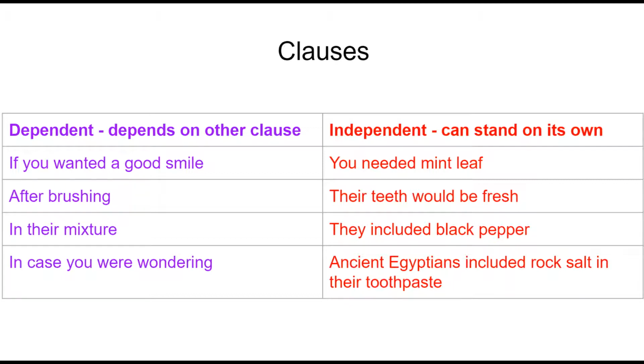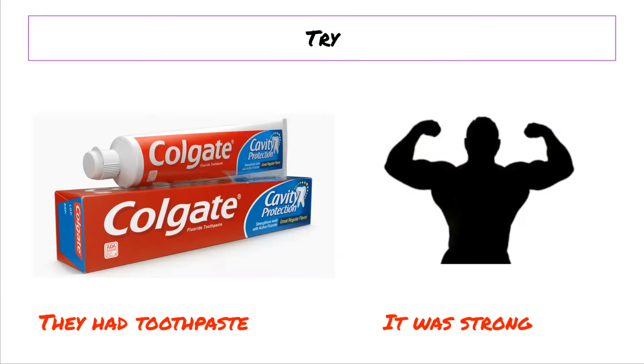Here we have dependent clauses. If you wanted a good smile, comma, you needed mint leaf. If you wanted a good smile cannot be a complete sentence because it has that if here. So it depends on the independent clause to tell you what happens if you wanted a good smile. You can't just have dependent clauses. You can't just have the purple. You need at least one red. And you're going to have a comma after each one of these if it's not the end of the sentence.